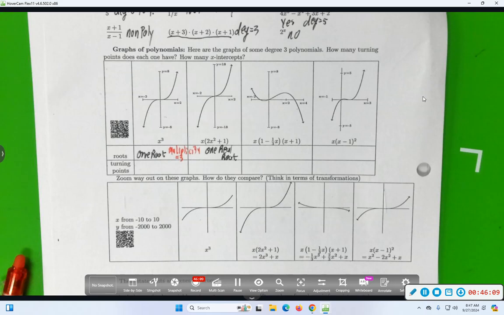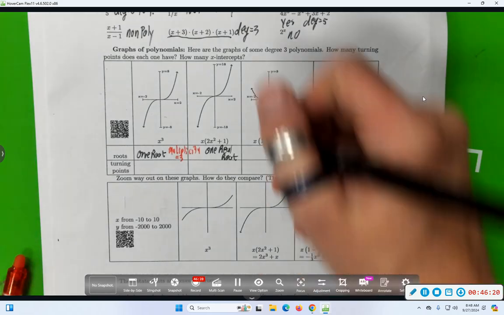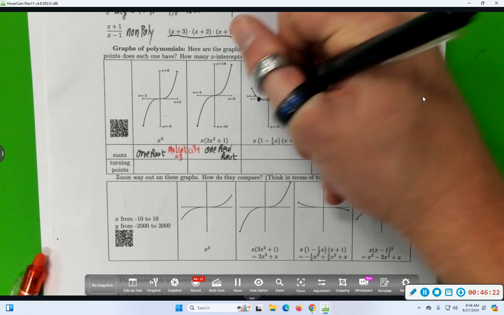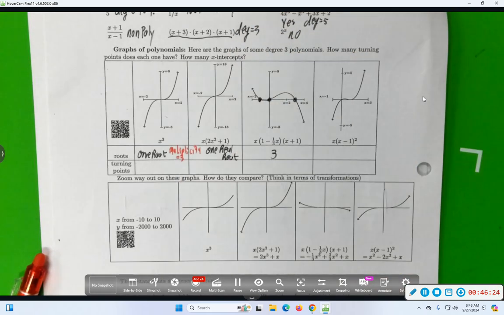Next one, x times x minus a third times x plus 1. How many roots does that seem to have? 3? 2 of them are kind of close, so maybe it's hard to see by looking at the graph, but it actually dips below the x-axis a little bit. 3 roots.